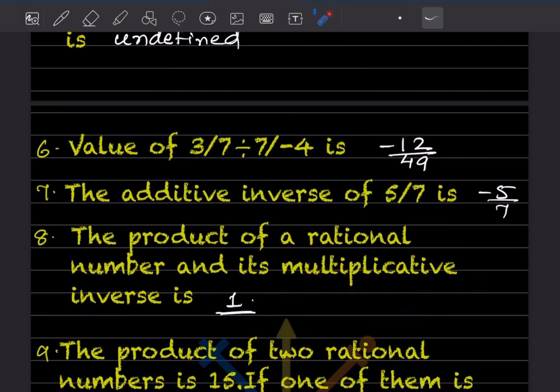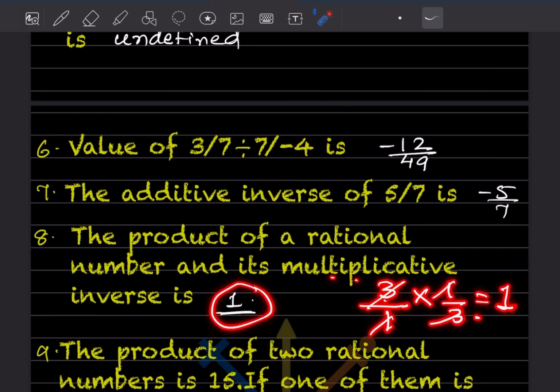Suppose you take a whole number, like 3. Even a whole number can be a rational number, 3 by 1, and its multiplicative inverse is going to be 1 by 3. So this and this get cancelled, so that is going to be 1. So you take any number and its multiplicative inverse, the product should be 1.